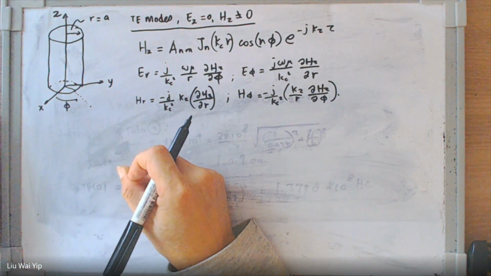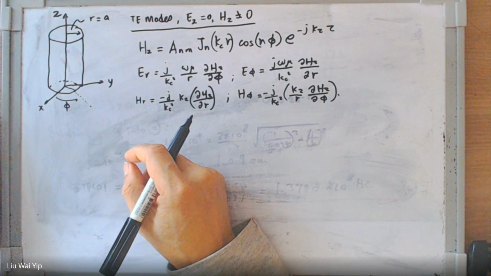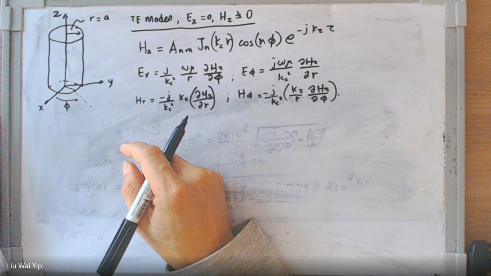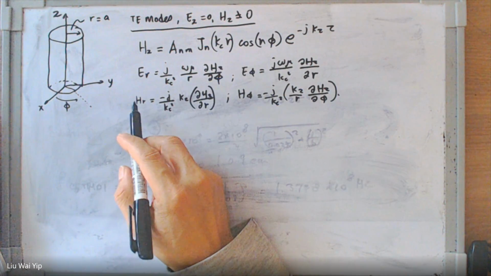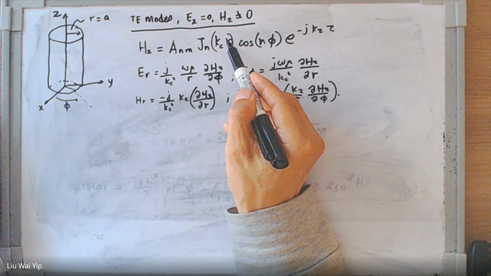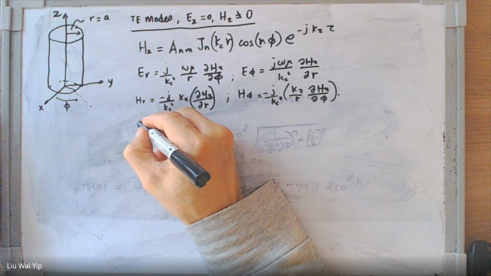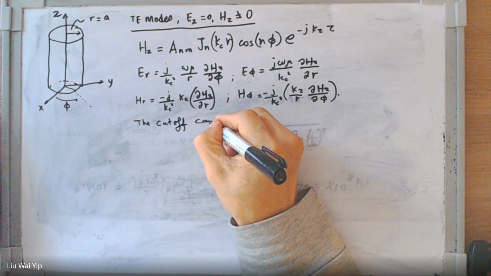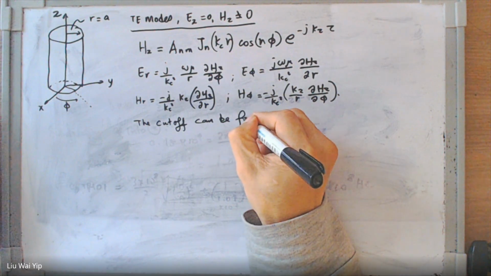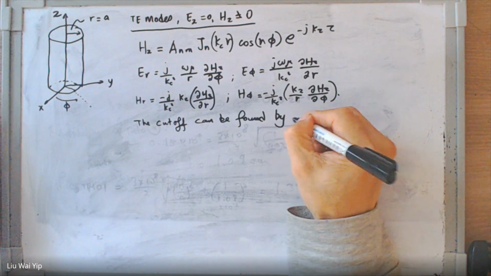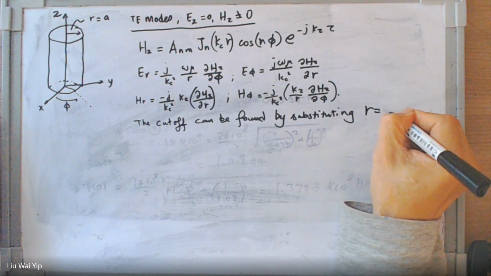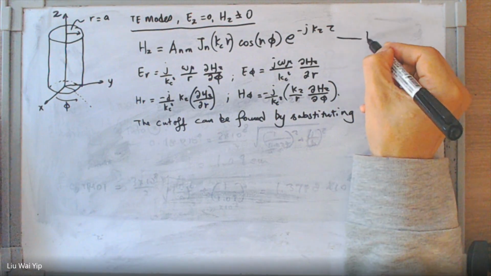Now, first of all, you need to know the cutoff frequency. The cutoff is very easy, right? You just substitute r equal to a here. The cutoff can be found by substituting r equals a into equation 1.